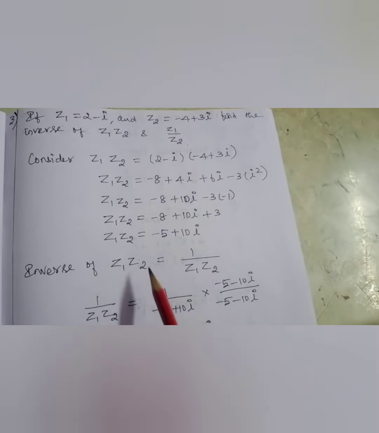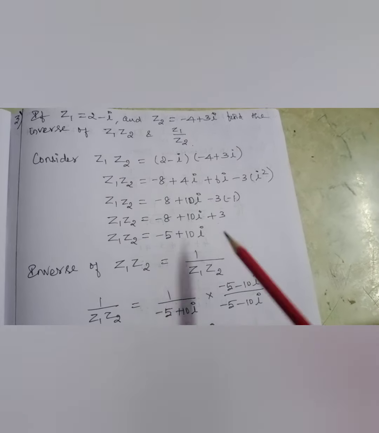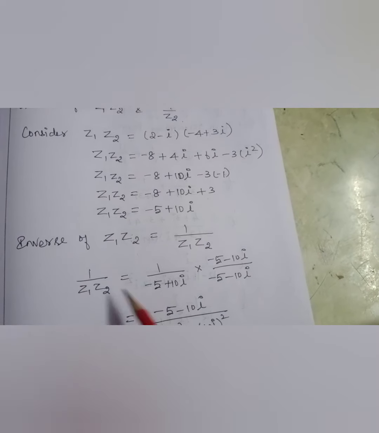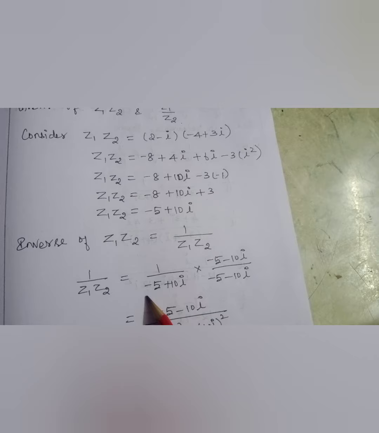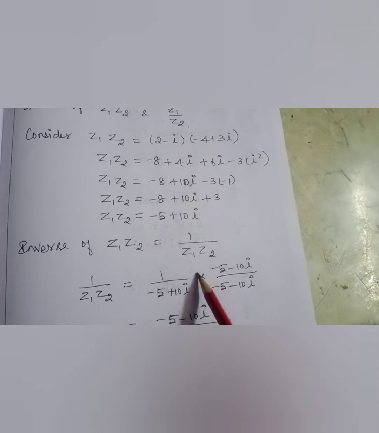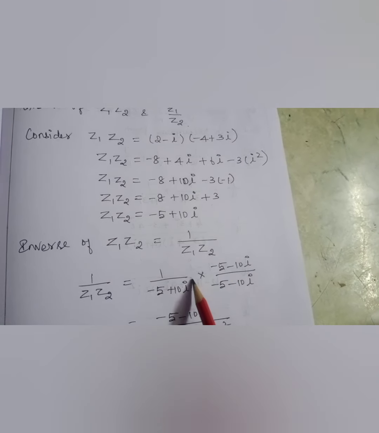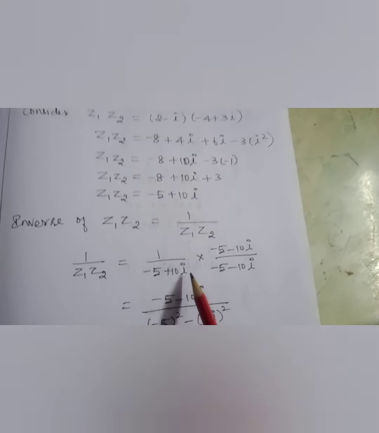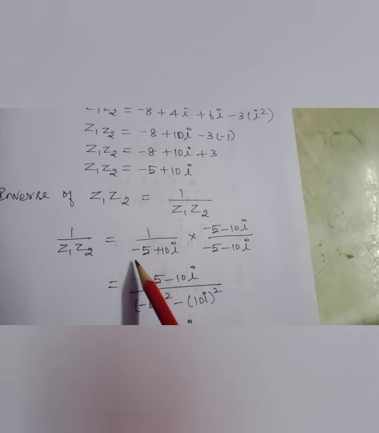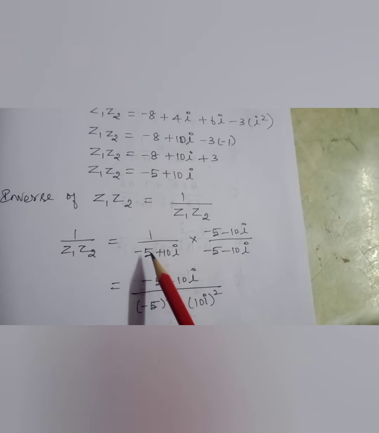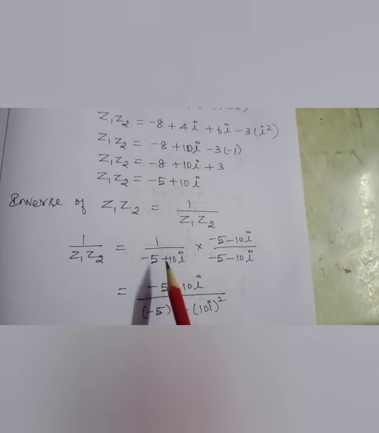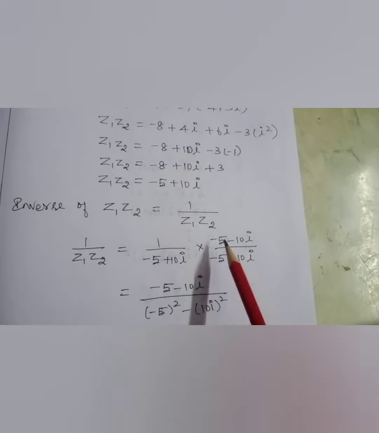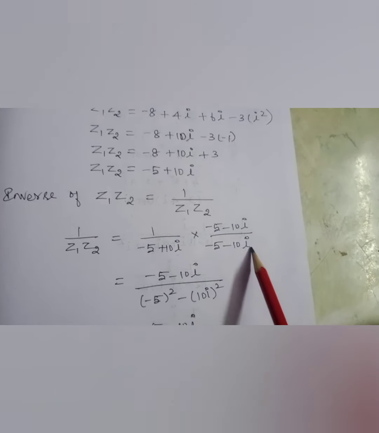Now inverse of z1 z2 means it is 1 by z1 z2. So 1 by z1 z2 is equal to 1 by minus 5 plus 10i, which means I have to multiply and divide by the conjugate. Conjugate means I have to change the sign of the imaginary part alone. So the minus 5 sign will not change, we change the sign only for the imaginary part. So minus 5 minus 10i by minus 5 minus 10i.